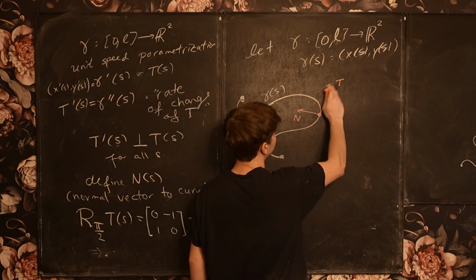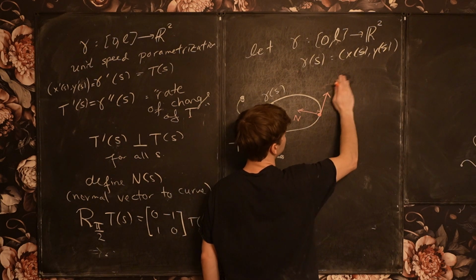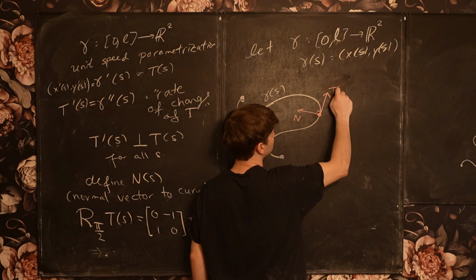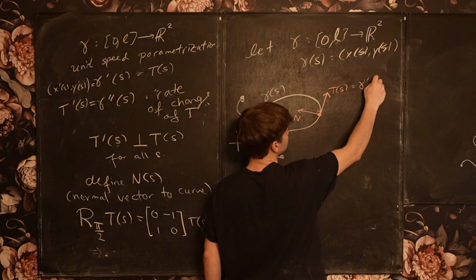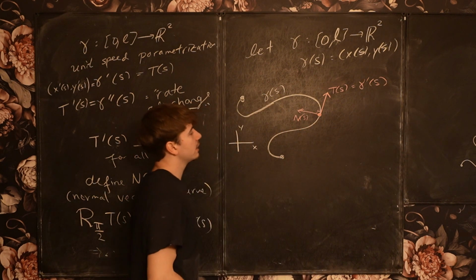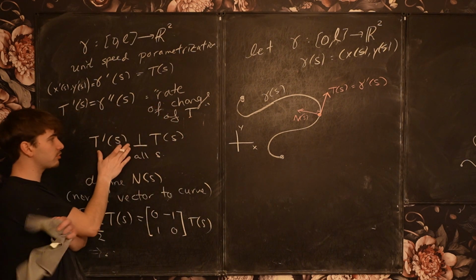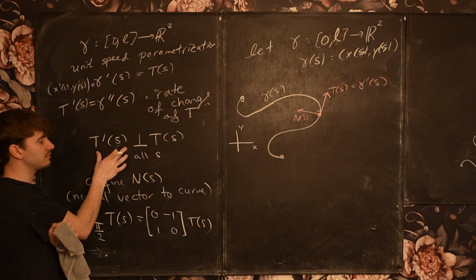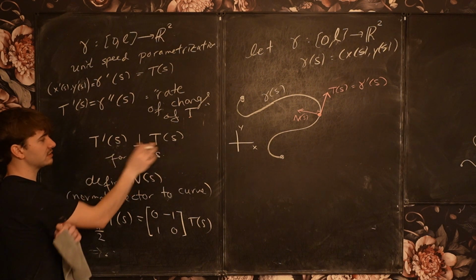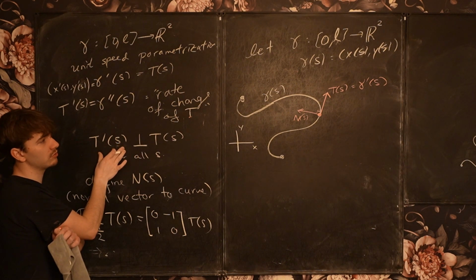And these should be of the same length, right? They're just rotated copies of each other. And then here's the tangent vector of s, which is gamma prime of s. And here's the normal vector, okay? And so what we've just discovered is that t prime of s, so the rate of change of the tangent vector, is orthogonal to t of s. In particular, this t prime of s is in the direction of the normal vector, okay?